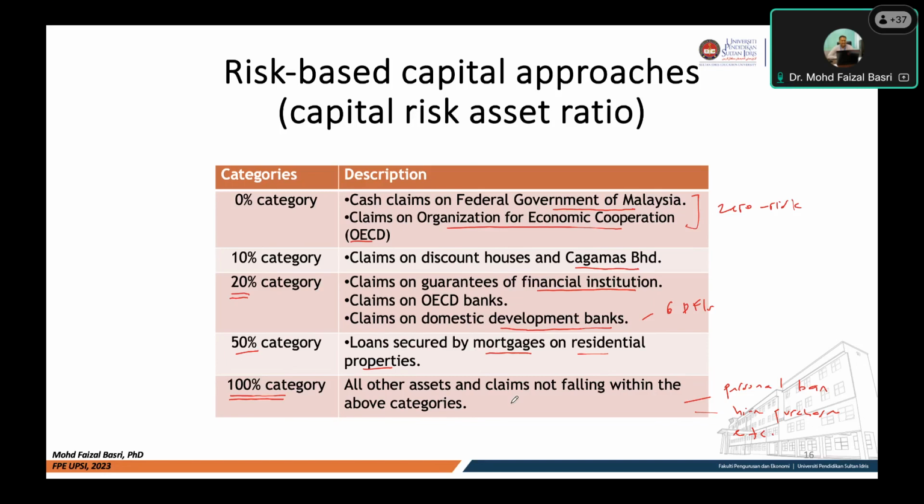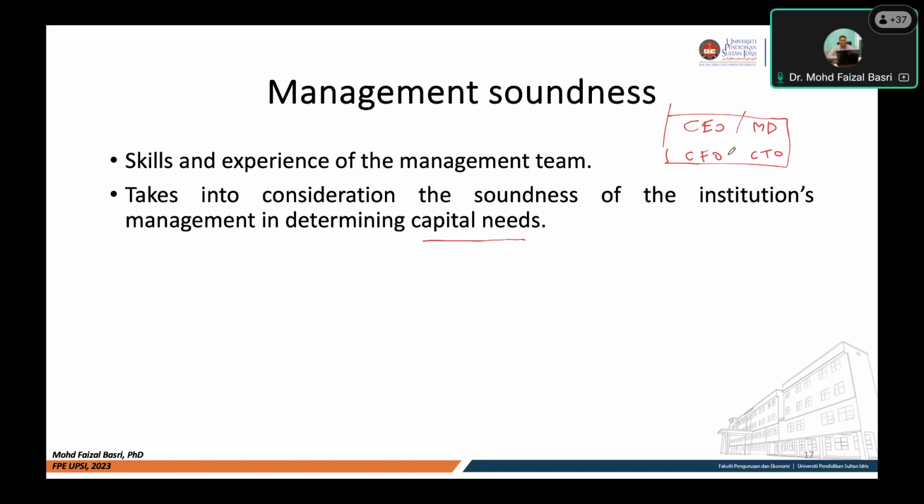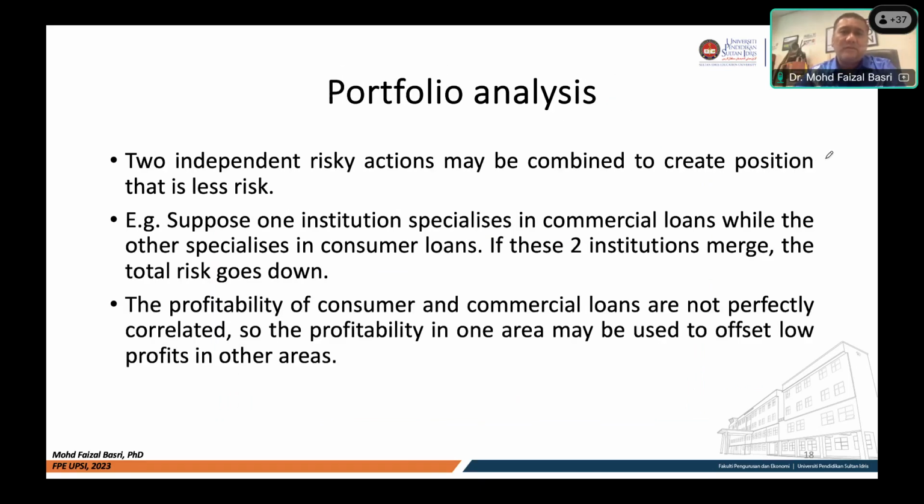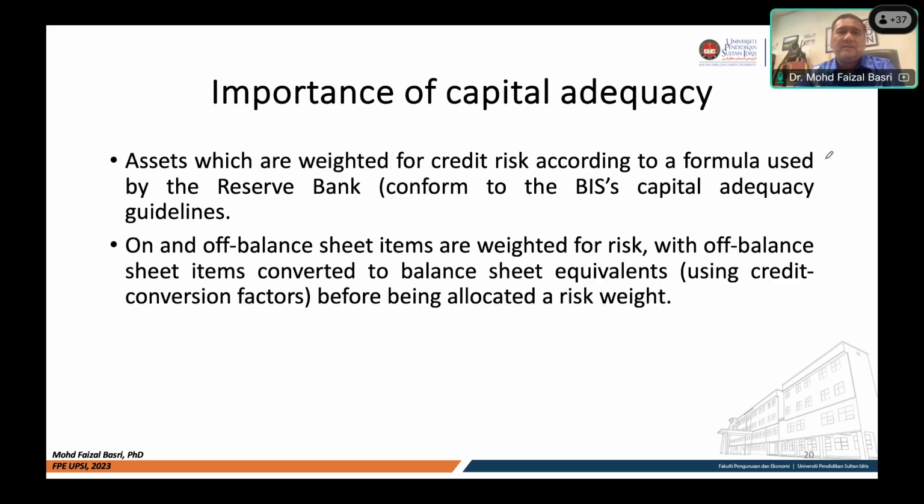And it takes into consideration the soundness of the institution's management in determining the capital needs. So, maknanya tadi, selain daripada how much money the capital required by the bank by using ratios, this management's expertise can decide as well how much money the bank will require, okay, by determining the needs of the capital, okay, by using the bank's experts lah, especially from the top management and the management team. So they can use portfolio analysis. Okay, they can use portfolio analysis to measure the requirements. Okay, sikit lah kat sini dulu.